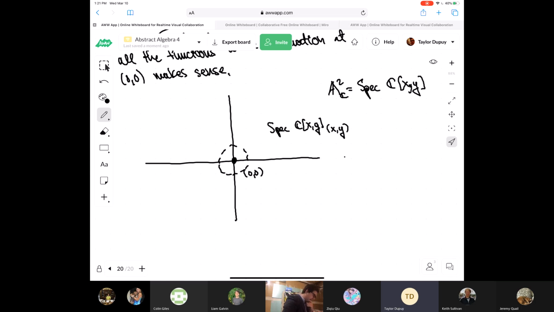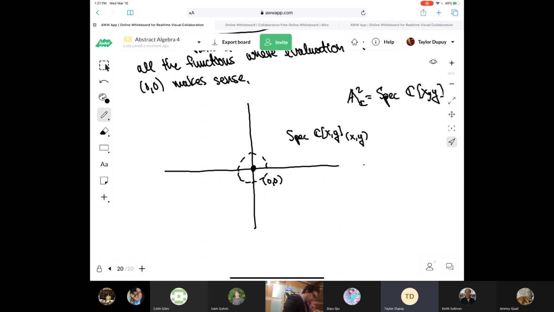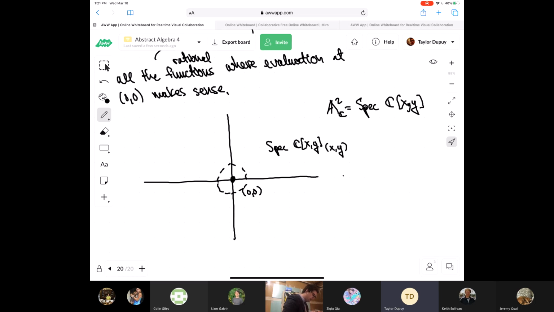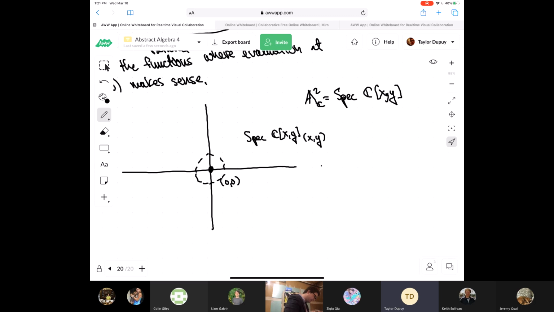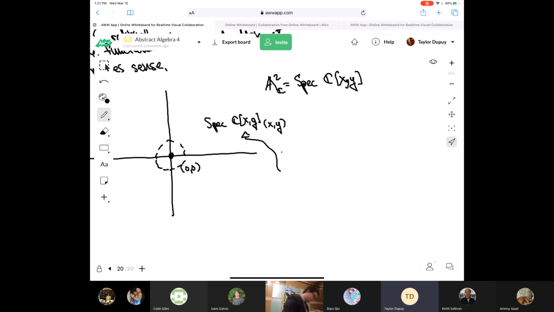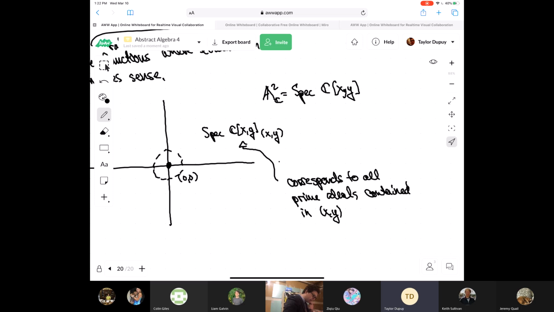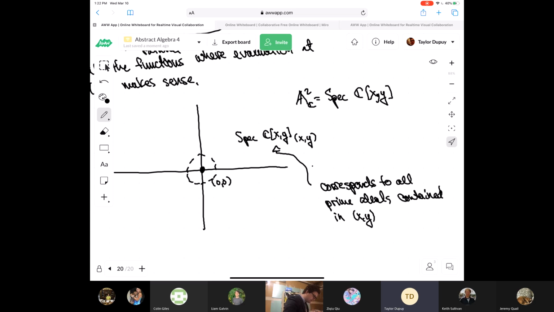This we'll see in a second. This corresponds to the topological space of all prime ideals contained in (x,y).